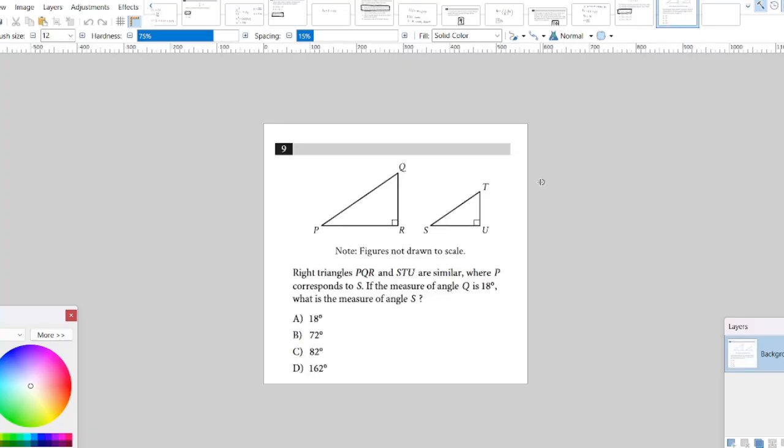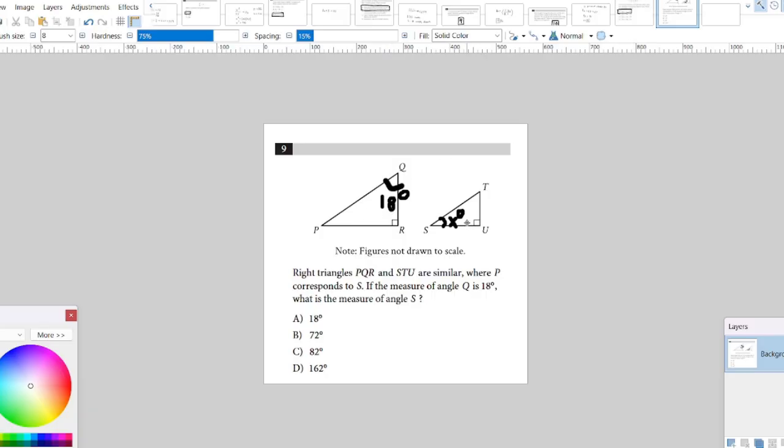All right, so number 9. Right triangles PQR and STU are similar where P corresponds to S. So these are corresponding angles of the triangles. If the measure of angle Q is 18 degrees, so let's write that down. This is 18 degrees. Okay, 18 degrees. What is the measure of angle S? So the question is, what is this measure, which we'll call X degrees?